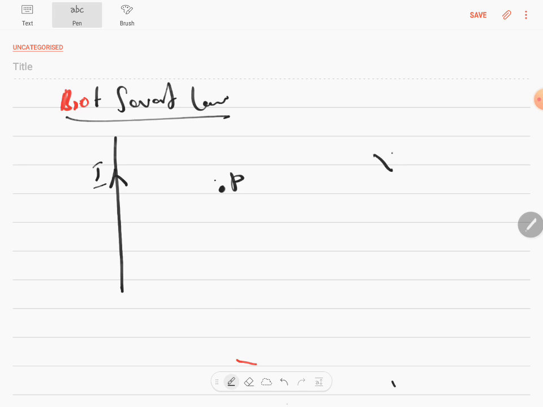Inward magnetic field can be represented like this with a cross mark, or you can also write it as negative z axis or negative k. In vector it's minus k.